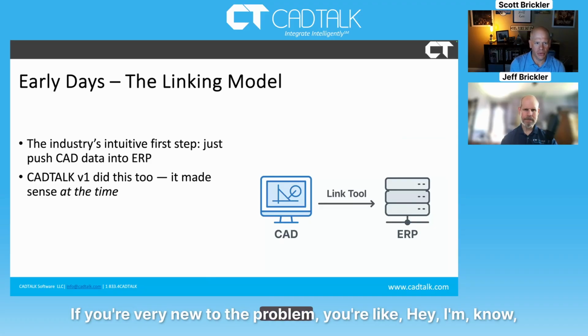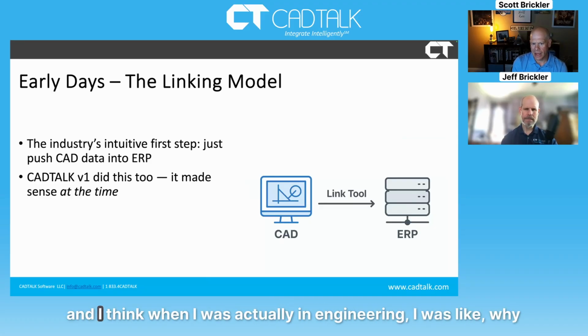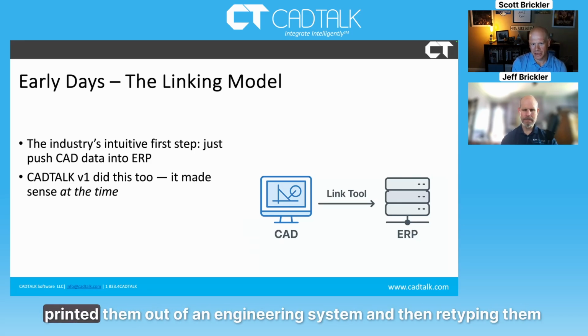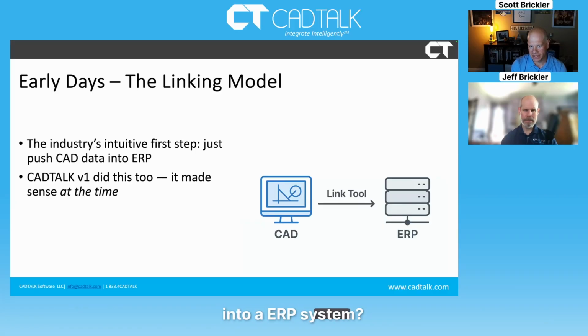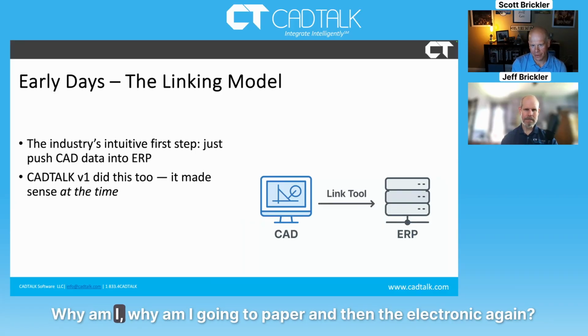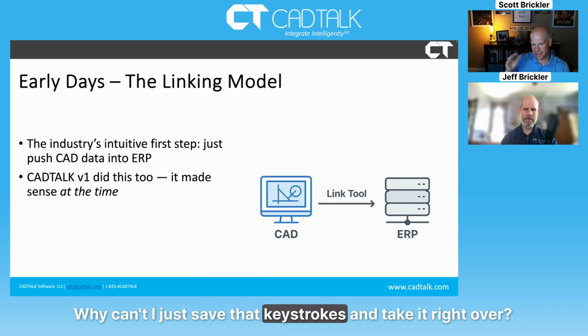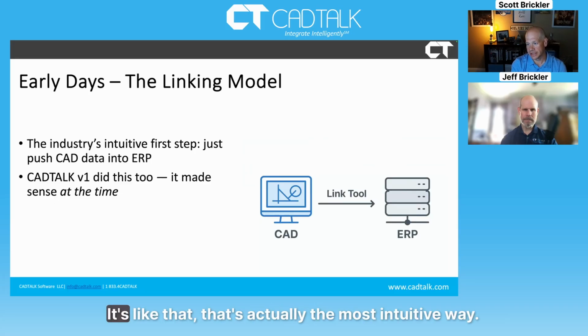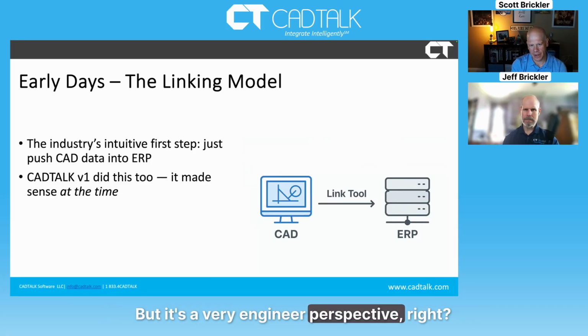If you're very new to the problem, and I think when I was actually in engineering, I was like, why am I taking drawings from an engineer who printed them out of an engineering system and then retyping them into an ERP system? It's all electronic. It started electronic. Why am I going to paper and then to electronic again? Why can't I just save those keystrokes and take it right over? And that's true. That's actually the most intuitive way, but it's a very engineer perspective, right?